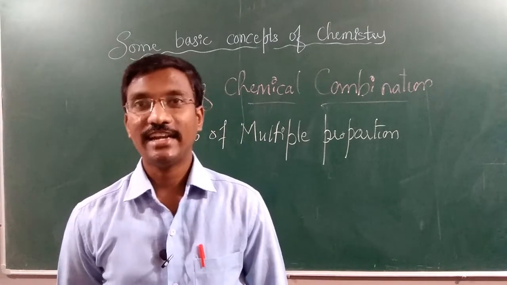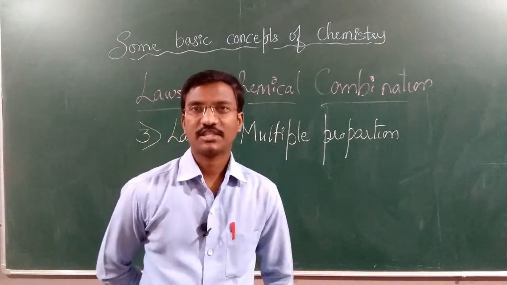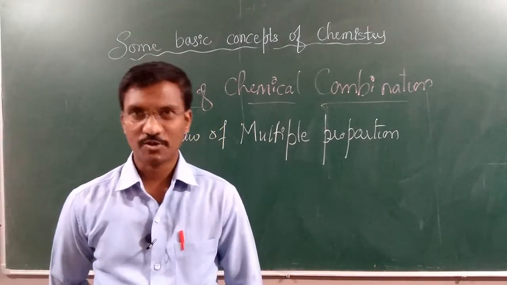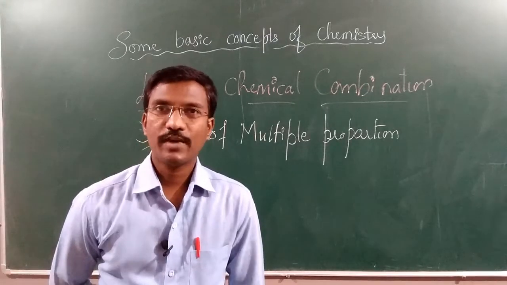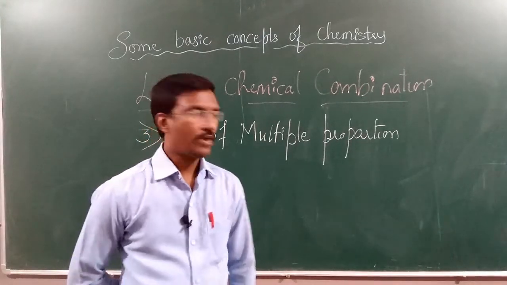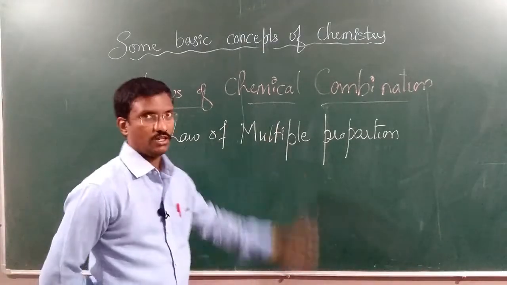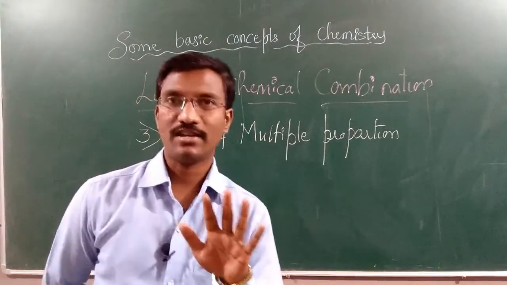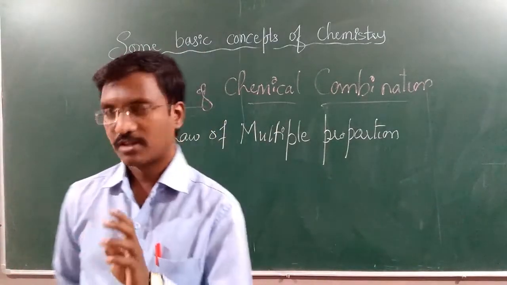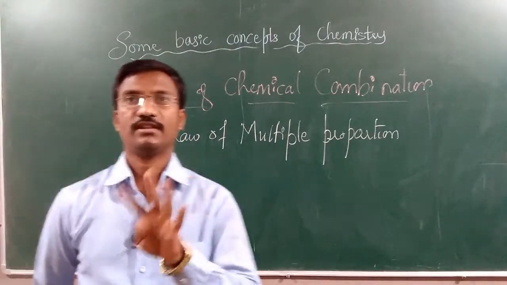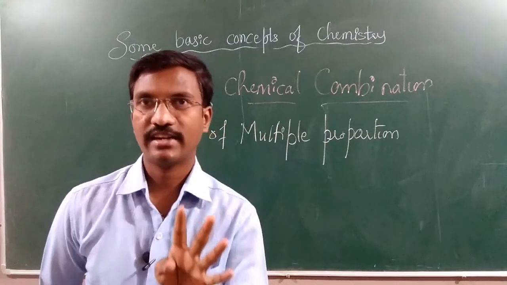Again, we are continuing the first chapter, some basic concepts of chemistry. In the last class, we began to study the laws of chemical combination. Chemical combination contains 5 laws. The first one is the law of conservation of mass. It says that matter can neither be created nor destroyed.